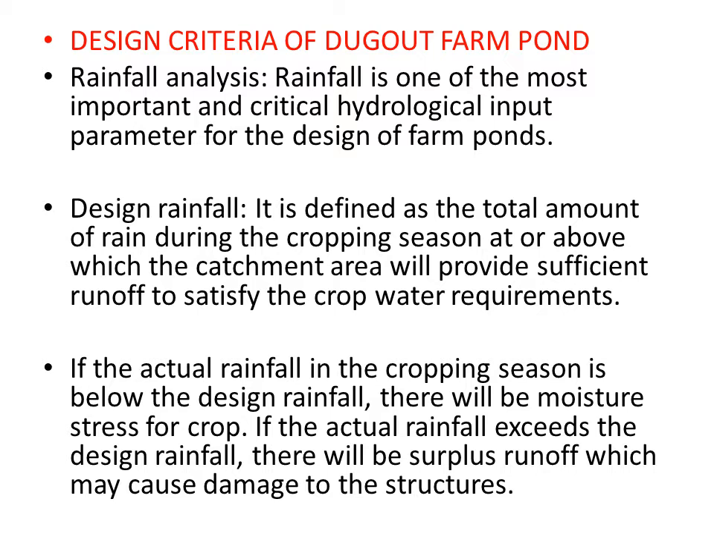If the actual rainfall in the cropping season is below the design rainfall, there will be moisture stress for the crop. That means we will have less water for the crops. If the actual rainfall exceeds the design rainfall, there will be surplus runoff which may cause damage to the structures.